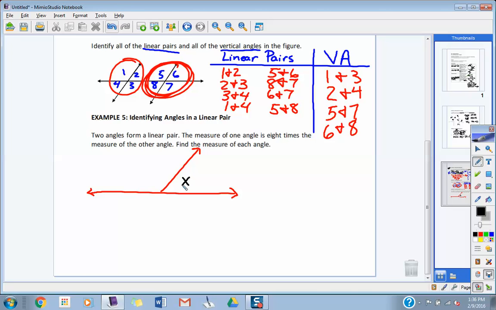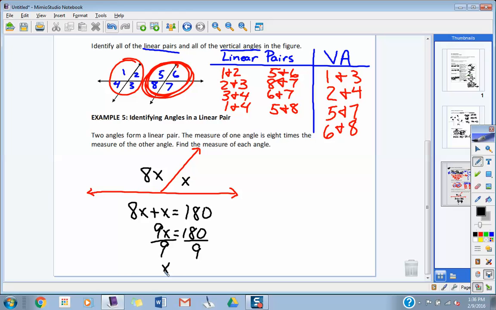Is this angle 8 times bigger than this? So we have to find the measures of the two angles. So here we go. What's 8x and 1x going to add up to? You'll have 9x. Numerically, though, by linear pair, what value are we going to set that equal to? 180. 180. Good. So we'll have 9x equal to 180. Stay with me here, guys. What are you going to divide by? Divide by 9.